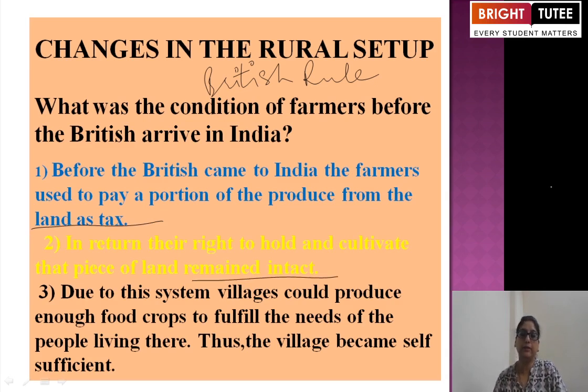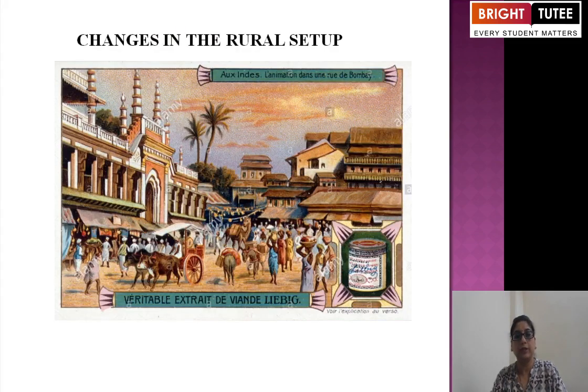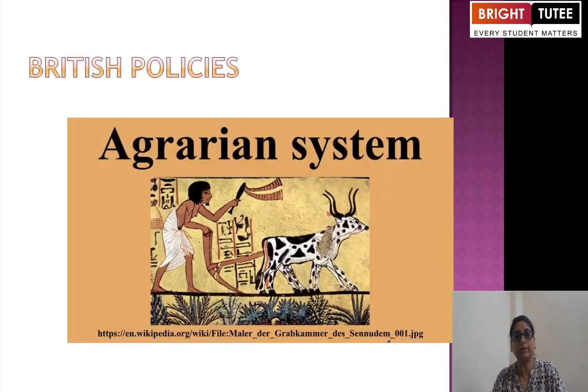Now, due to this system, villages could produce enough food crops to fulfill the needs of the people living there. Thus, the village became self sufficient. That means they were producing all those things which were actually required for their village only. This was the change in the rural setup.